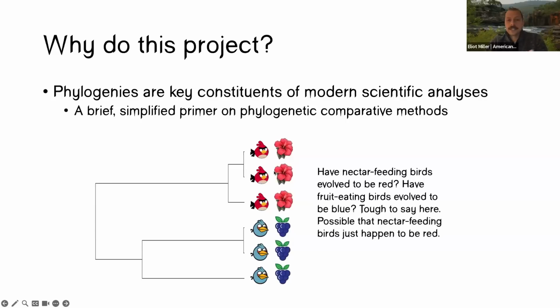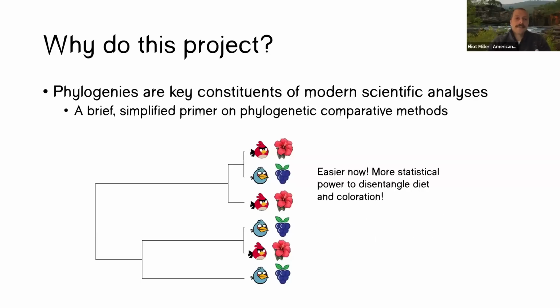We need to statistically disentangle what is expected based purely on evolutionary relationships. So for example, if all blue birds are part of the same clade and all red birds are part of the same clade, it's really difficult to say whether fruit-eating birds have evolved to be blue or whether this is just a coincidence. But if we have this array of traits across the phylogeny, we have a lot more power now to make the statement that fruit eating leads to blue coloration in birds.